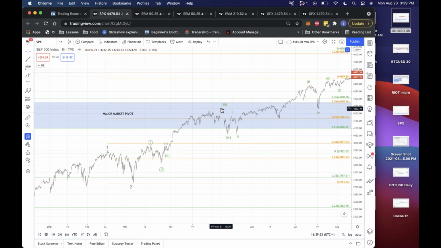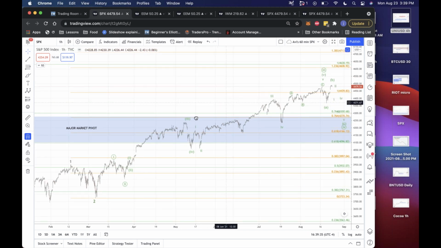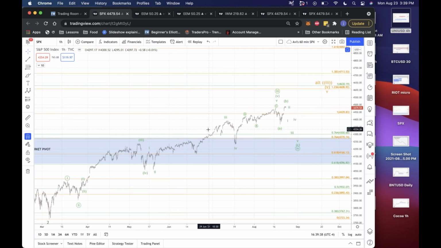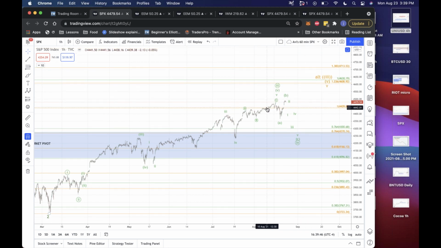From there, we have another 1, 2, and 3 waves up and a 4th wave pullback. And then what appears to be a very protracted ending diagonal wave parentheses 5 of wave circle 3.